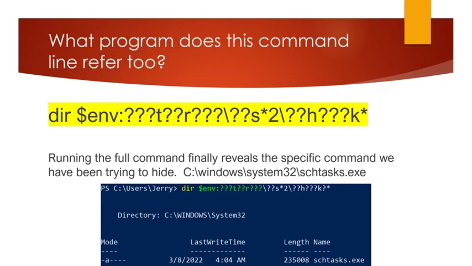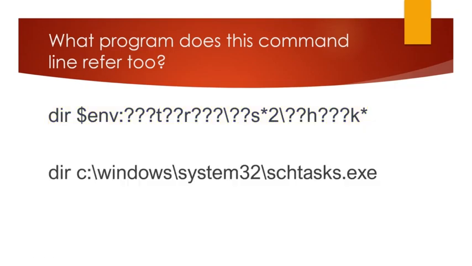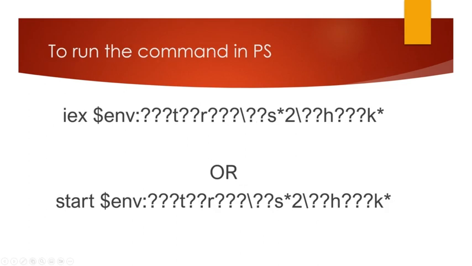All right, so you can see this obfuscated command really is just equal to this. Now that's just doing a directory. That's actually not running it. We could actually try to run the command. So to run it, we could use IEX, which is short for invoke expression, or we could use the start command. So let's invoke the expression.